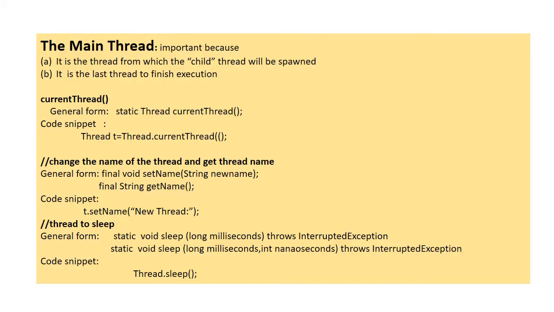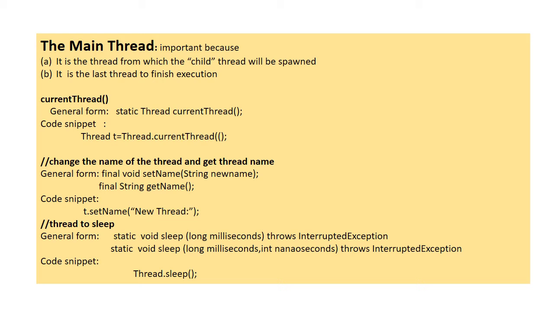The main thread. When a Java program starts up, one thread begins running immediately. This is usually called the main thread of your program because it is the one that is executed when your program begins. The main thread is important for two reasons. First one, it is the thread from which other child threads are created, and often it must be the last thread to finish execution because it performs various shutdown actions.